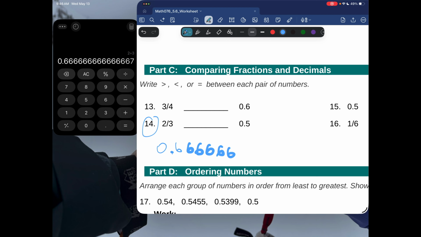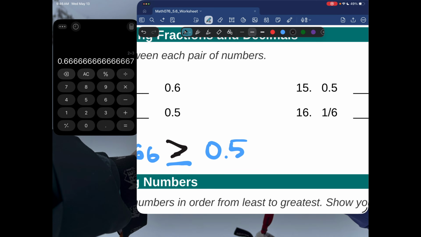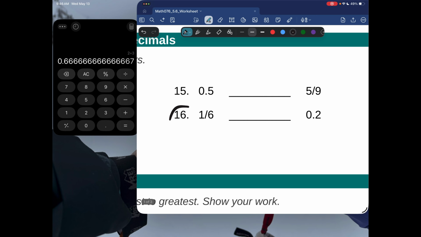6, a lot of sixes. And then my other number is 0.5. And then I'm going to ask myself, which one would the alligator rather eat? He's very hungry. I'm very hungry. Would I rather have 0.6666 pizza or 0.5 pizza? I would much rather have 0.666 pizza. I'm personally starving right now. It sounds delicious. Okay, let's do number 16.